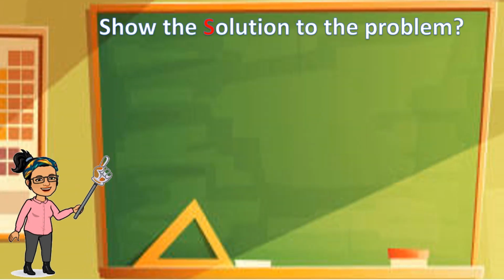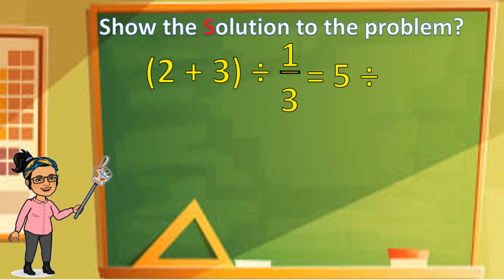S stands for solution. So let's show the solution to the problem. Again, we have the quantity 2 plus 3 divided by 1/3. So we add 2 and 3 first. So we have 5. So that will be 5 divided by 1/3. And then we change 5 to 5 over 1.